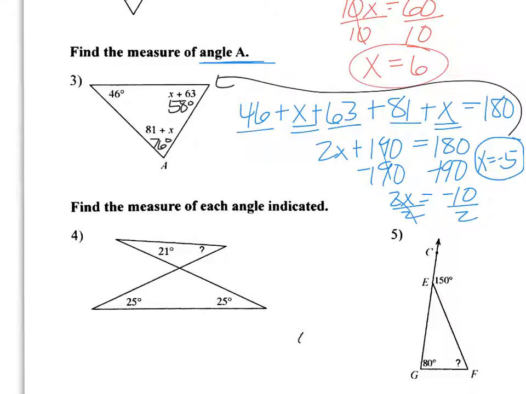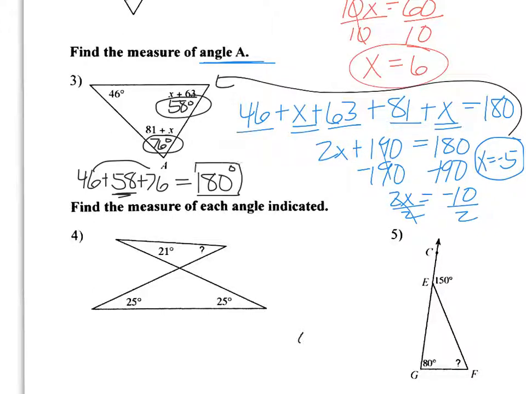Now, one thing you should do is always check to make sure all your angles add up to equal 180. So if I do 46 plus 58 plus 76, add those two together, for me that would be 122, sorry. And then you add 58 and you get 180. So they all add up to equal 180. That always has to happen. Now, the question asks for the measure of angle A. So in this case, it's just the answer 76.